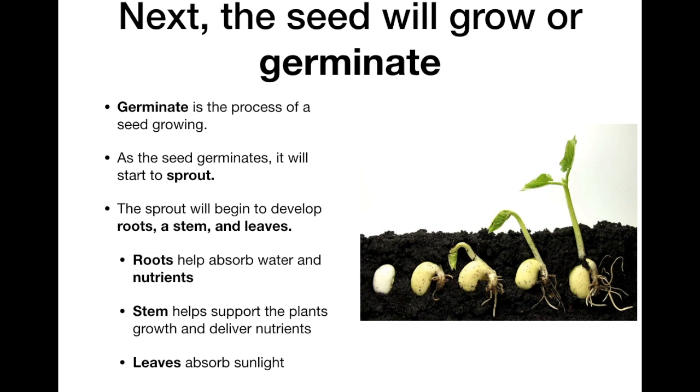Next, the seed will grow or germinate. Germinate is the process of a seed growing. As the seed germinates, it will start to sprout. The sprout will begin to develop roots, a stem, and leaves. Roots help absorb water and nutrients. The stem helps support the plant's growth and deliver nutrients to the different parts of the plant. And the leaves absorb sunlight.